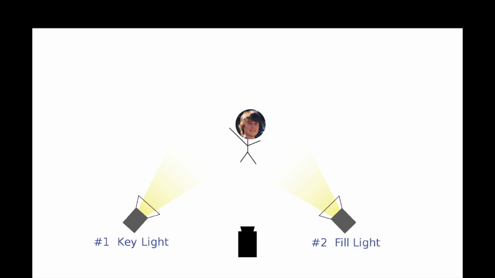Conventionally, the fill light comes from the opposite side of the key light. The amount of fill light you add is a creative decision.